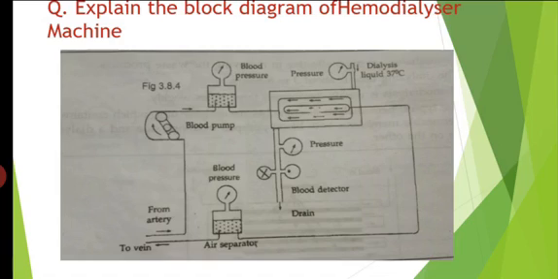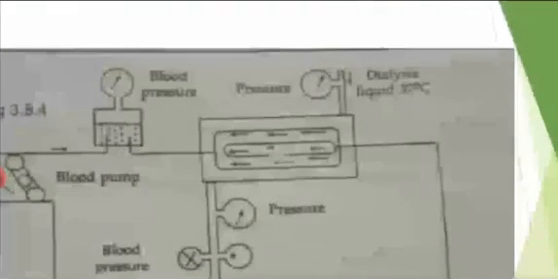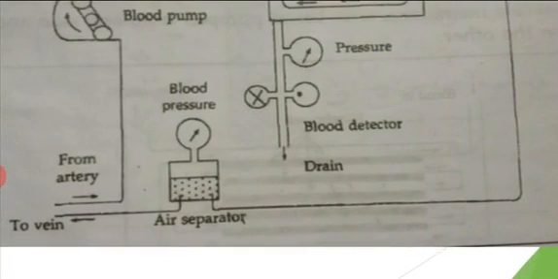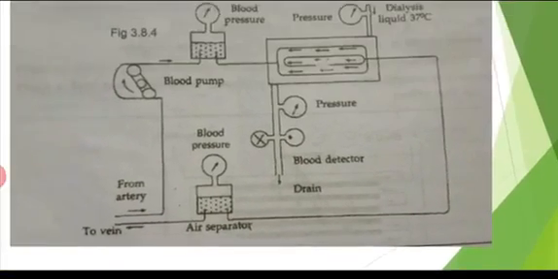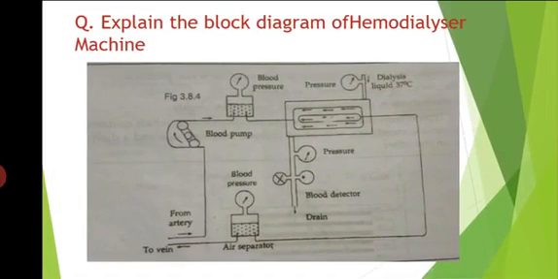Then for the pressure monitor they are using a pressure gauge. Then the dialysis liquid is given as input from this point at constant temperature only. Here the blood detector is there, then the pressure monitor, and the air separator. So this is the diagram for the hemodialyzer machine.